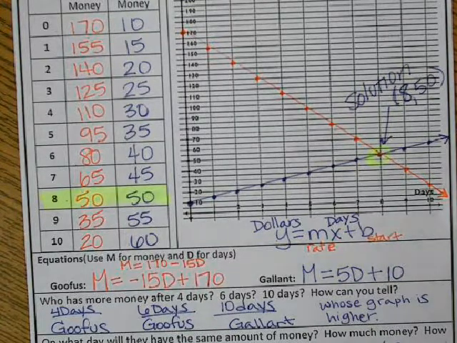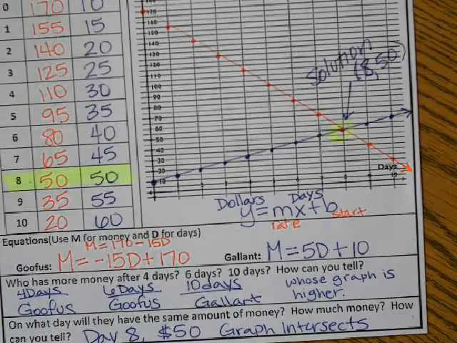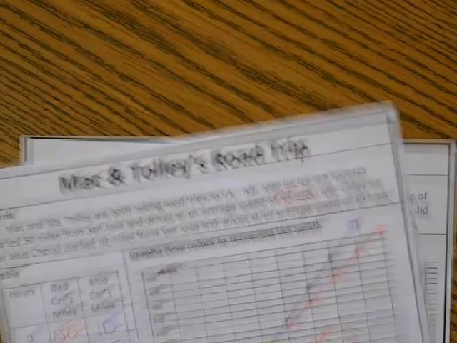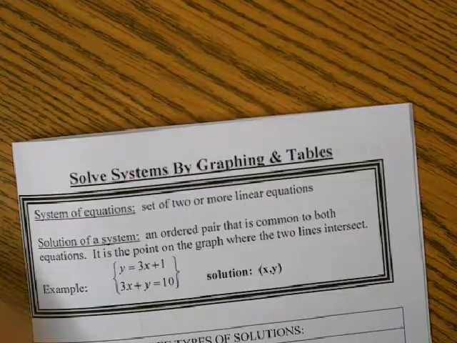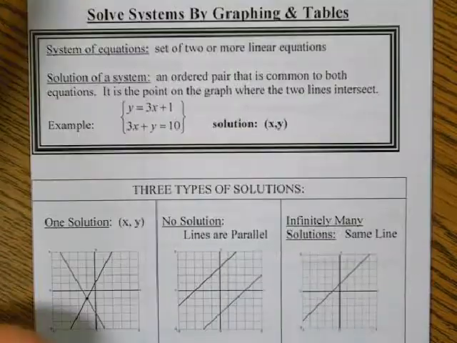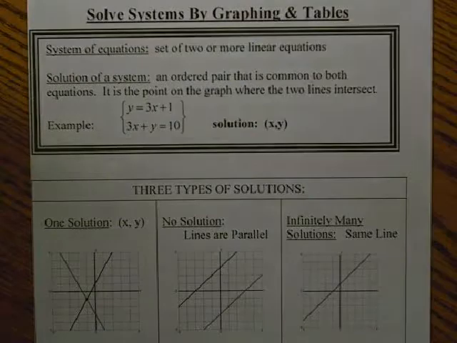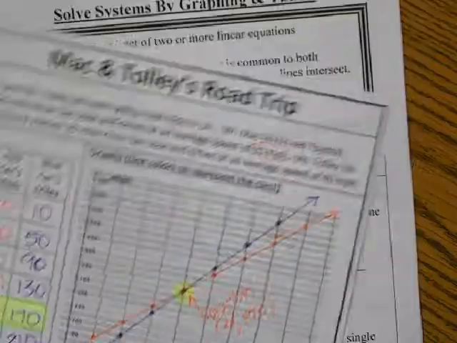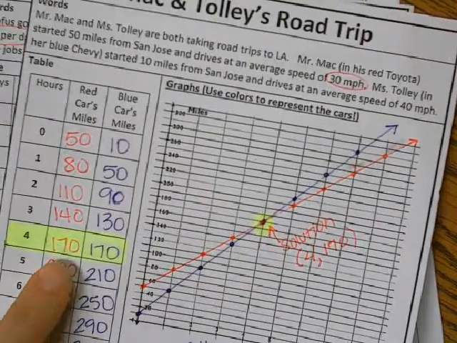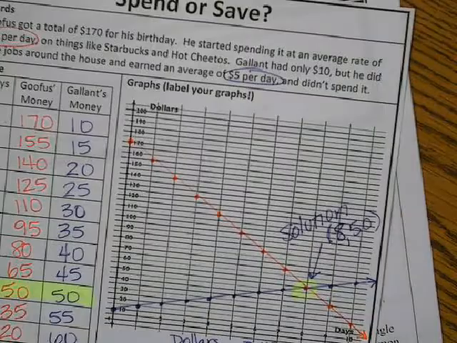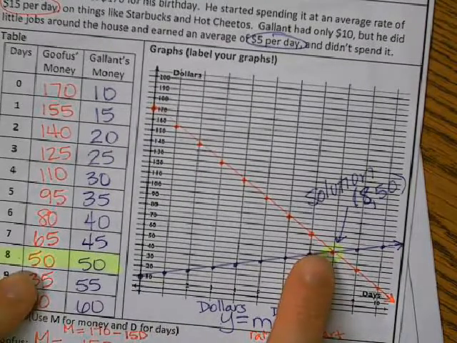Alright, so real quick, let's go ahead and do these notes. They look like they're going to be long, but they're actually pretty short. It's pretty much just 2 questions for the entire thing. So, let's take a look at them. Just put these 2 pages to the side, Mac and Tolly's Road Trip and Spend or Save. Alright, so we're talking about a system of equations, so there's some new vocabulary words. And a system of equations is just really a set of 2 or more linear equations. And then we talked about a solution as well. And a solution is just where the graphs intersect. Remember we said the solution here was where they had the same number of miles for the same number of hours, and here they had the same amount of money for the same amount of days.